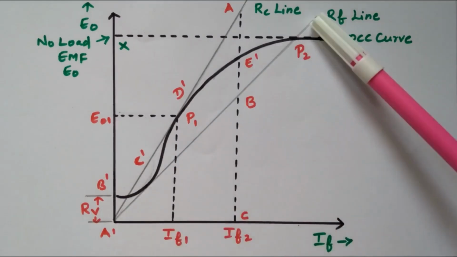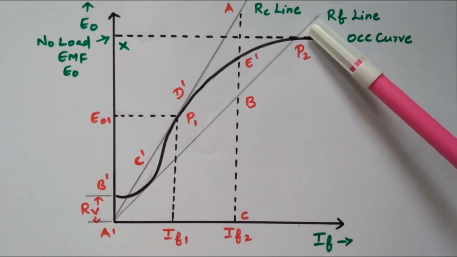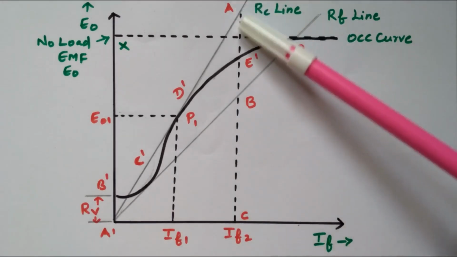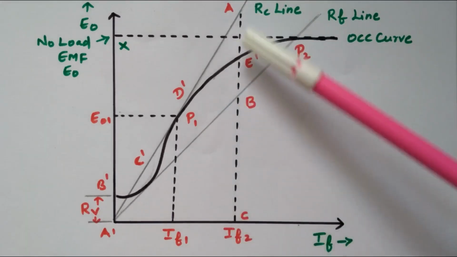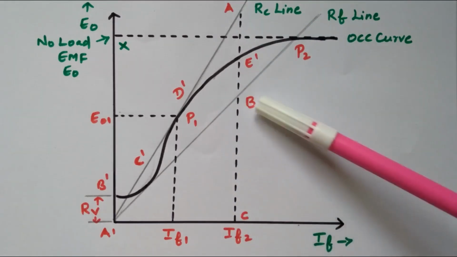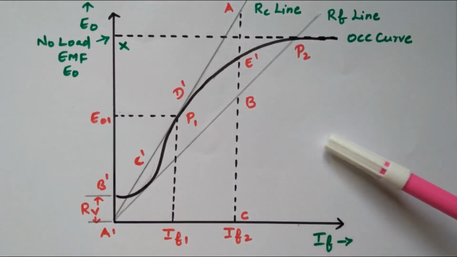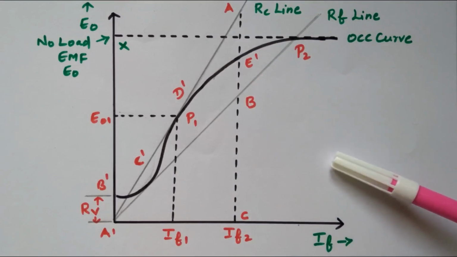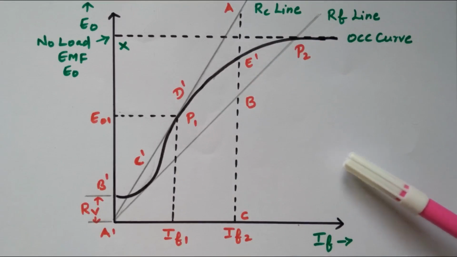And the RF line is drawn. We will see what the RF line is and how to draw it with the separate circuit available, right? At that point one more line is drawn, that is points A, B, C. BC divided by AC will give the critical speed, right? So from this graph we can measure critical resistance and critical speed. Now we'll see the description one by one.